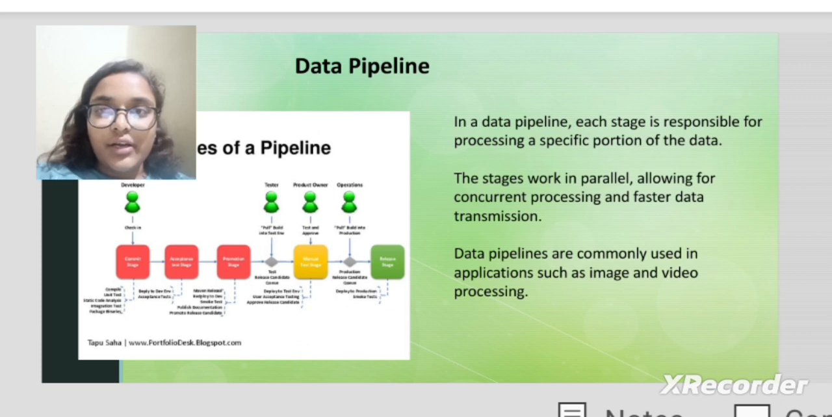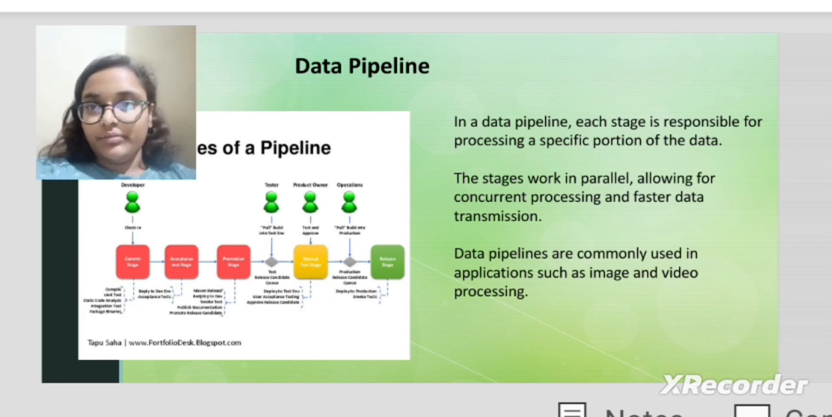Next is data pipeline. In a data pipeline, each stage is responsible for processing a specific portion of the data. The stages work in parallel, allowing for concurrent processing and faster data transmission. Data pipelines are commonly used in applications such as image and video processing.